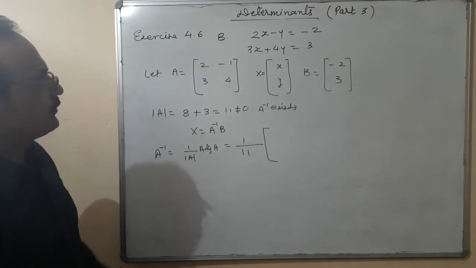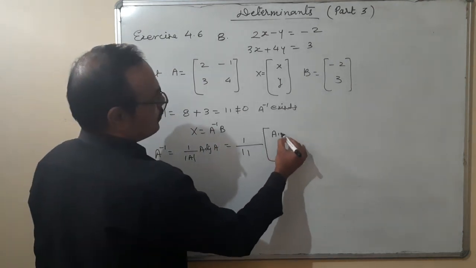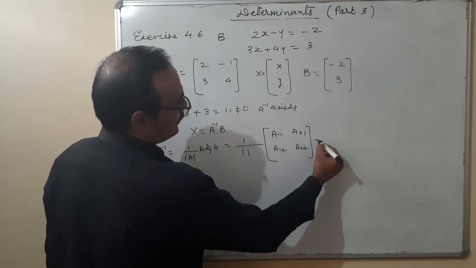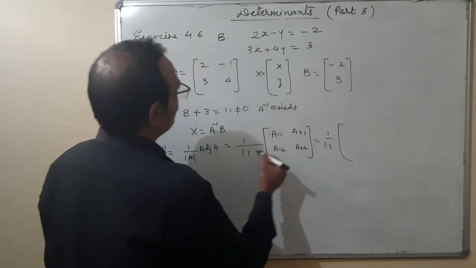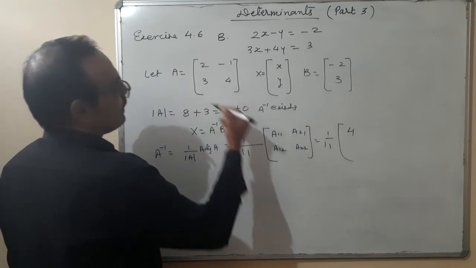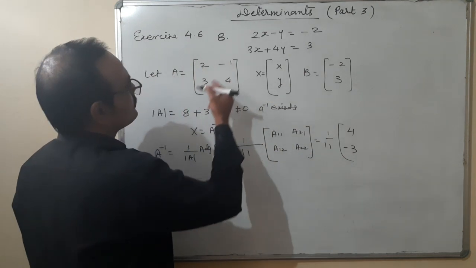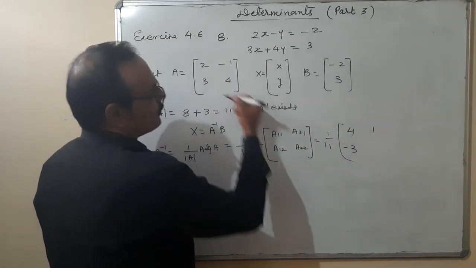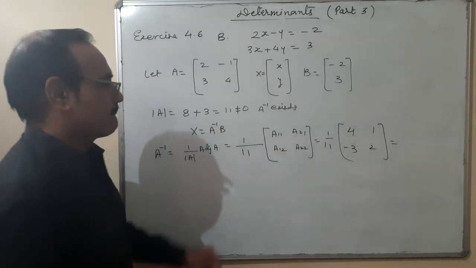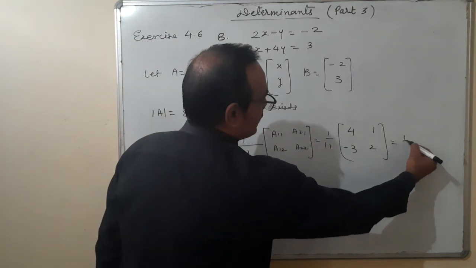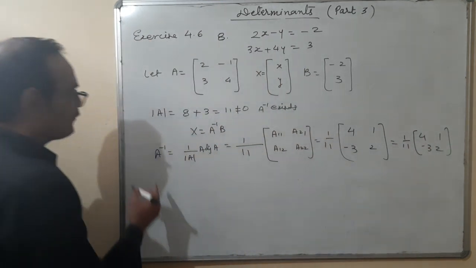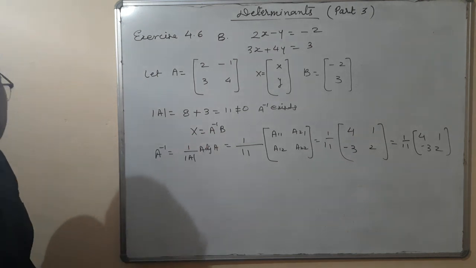Now finding the adjoint of A, that is the transpose of all the cofactors 1 1, 1 2, 2 1, 2 2. First row first column 4, first row second column minus 3, second row first column plus 1, and second row second column, that is 2. Okay, so it is coming 1 upon 11 into 4 1 minus 3 2. This is the value of A inverse.